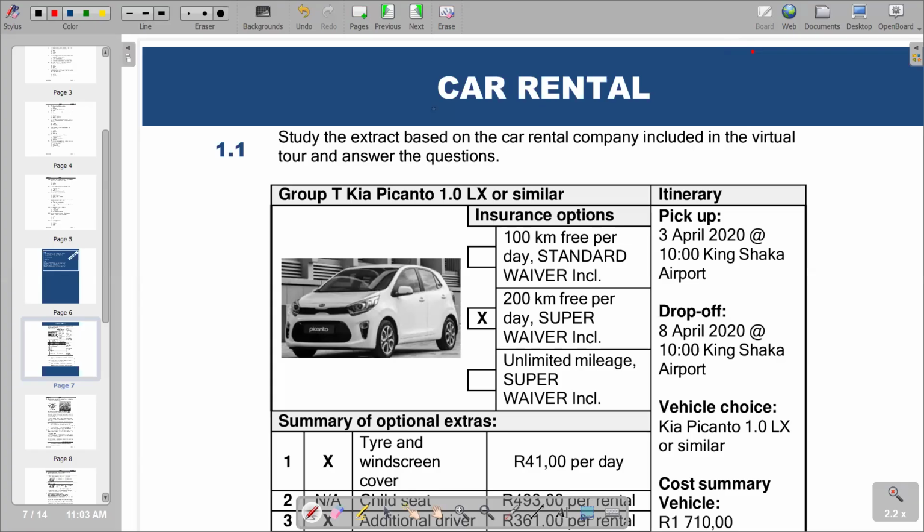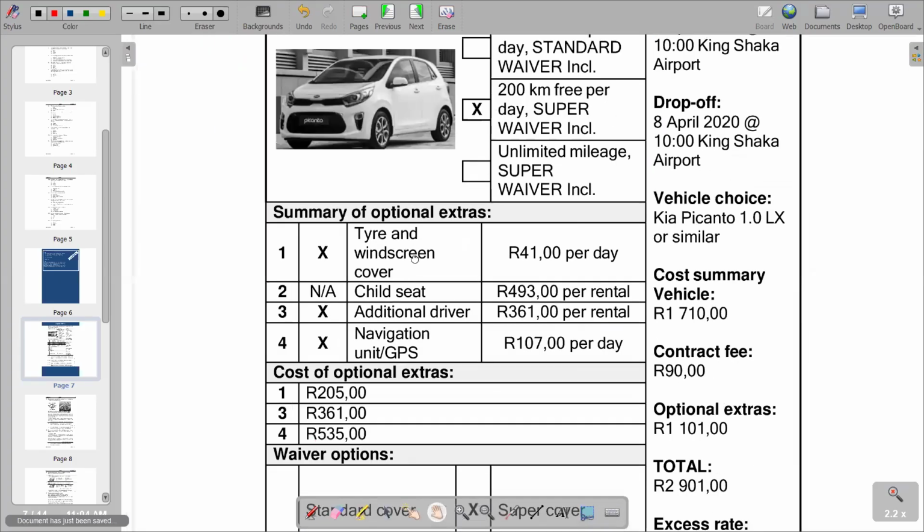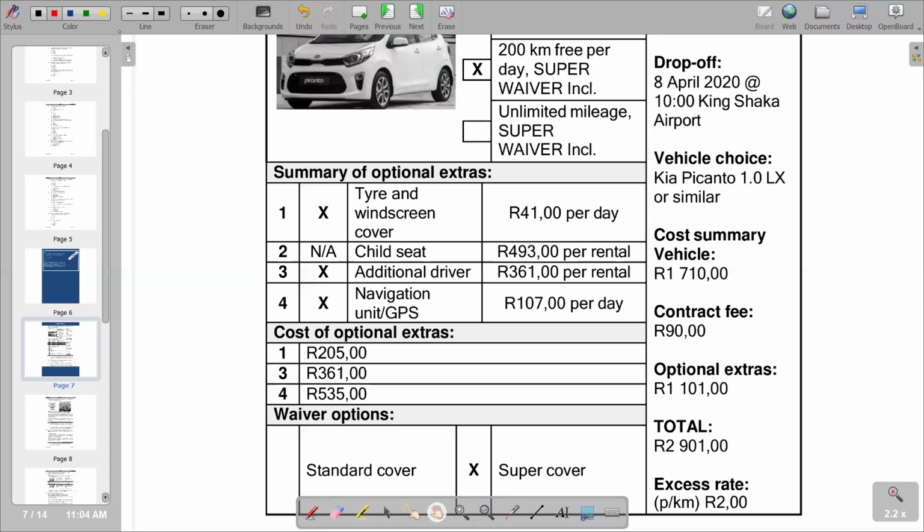In this video, we want to look at a question on car rental. So we've got a question, which is question 1.1, which we want to look at. It reads: study the extract based on the rental company included in the virtual tour and answer the questions. We are given information here, whereby we have insurance options. And if you go down, you see that we also have a summary of optional extras, we also have the cost of optional extras, and lastly, we have waiver options.